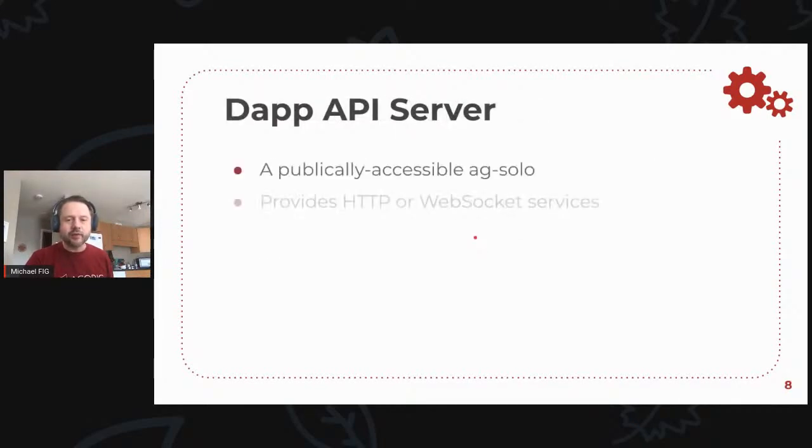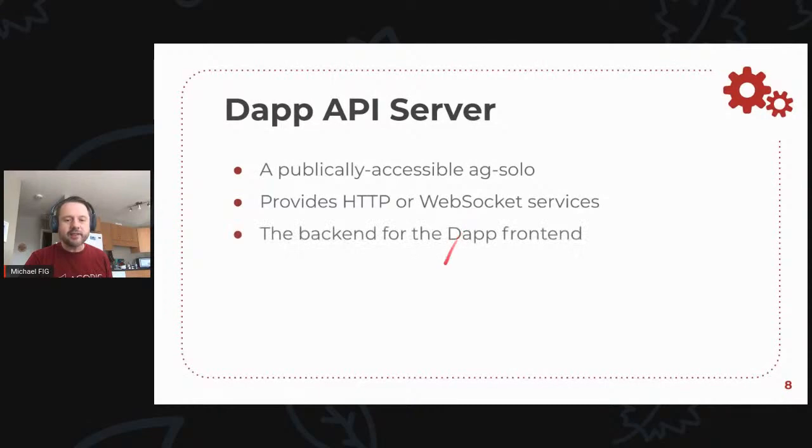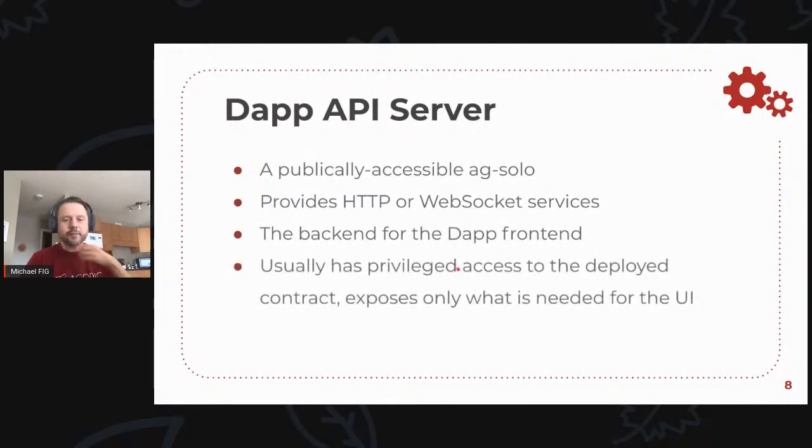Finally, the dApp API server is a publicly accessible AgSolo that provides HTTP or WebSocket services. It's the backend for the dApp UI frontend. And it usually has privileged access to the deployed contract. Just like any other backend with privileged access to a database, it provides only the operations that it allows publicly. So it limits the authority that the dApp UI has by giving it only what it needs and not just whatever it wants to request.